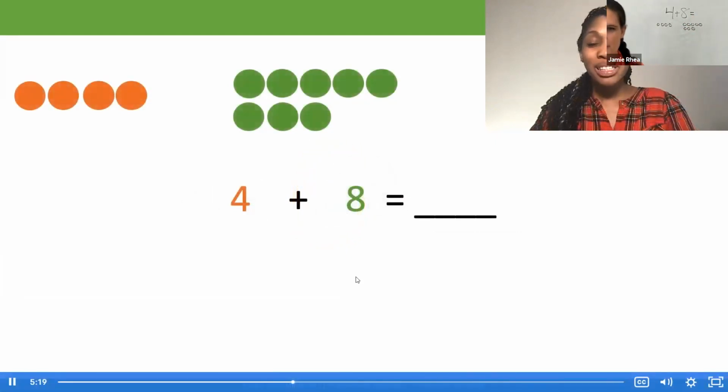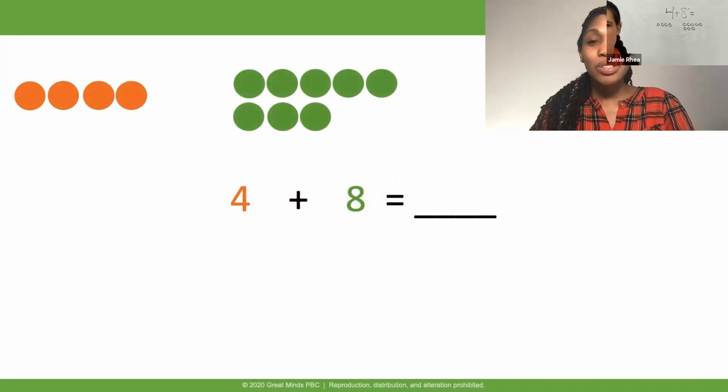Here, I represented 4 and 8 using organized math drawings. On your personal whiteboard, I want you to make your work match mine by representing 4 and 8. Go ahead and do that now. If you haven't finished, go ahead and finish drawing it out.